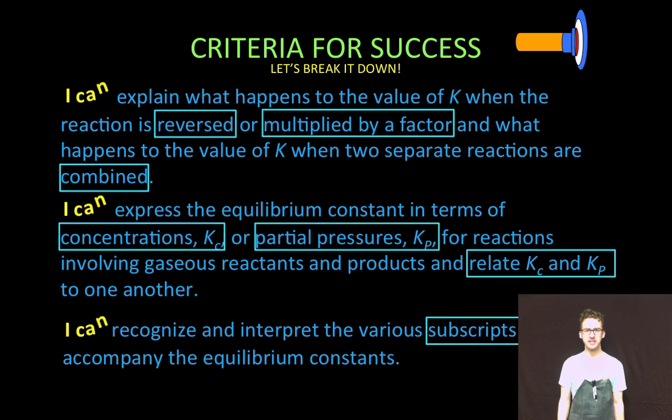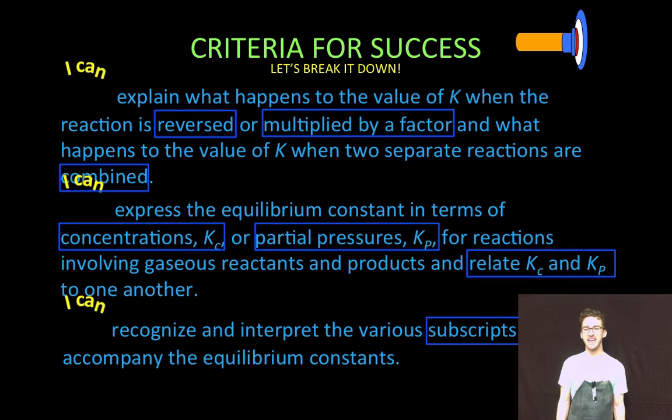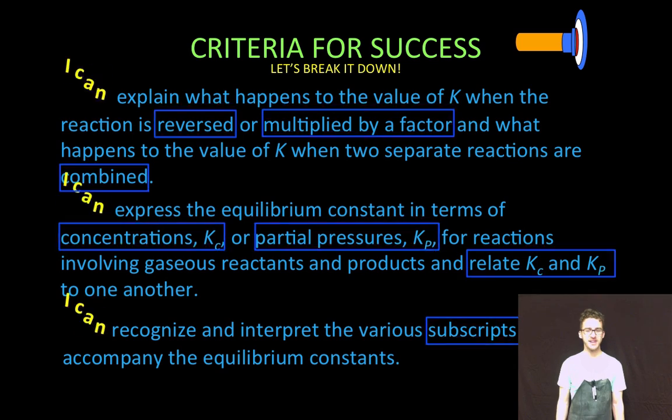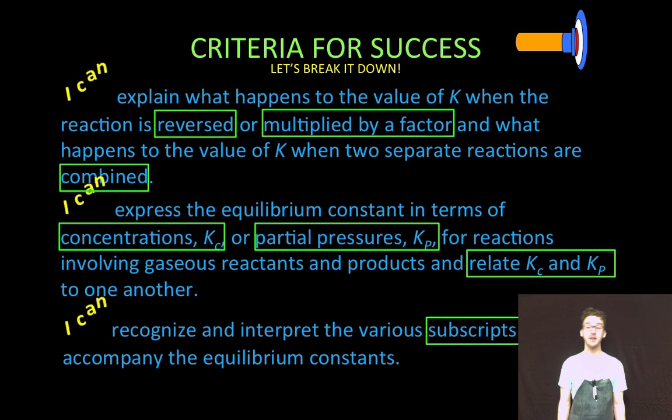2. Express the equilibrium constant in terms of concentrations, Kc, or partial pressures, Kp, for reactions involving gaseous reactants and products, and relate Kc and Kp to one another. Finally, 3. Recognize and interpret the various subscripts that accompany the equilibrium constants.